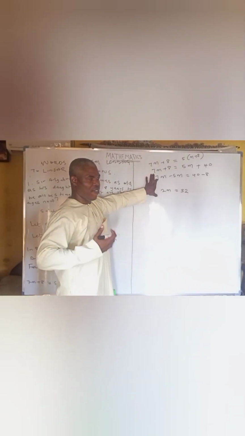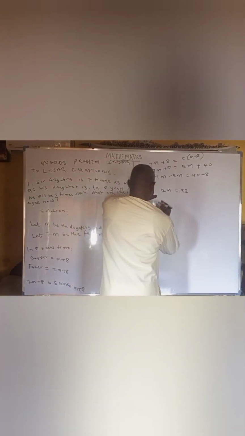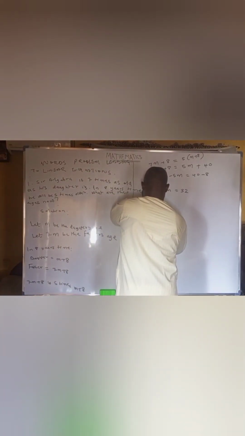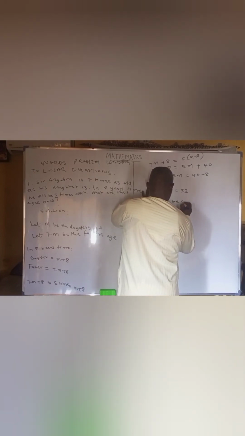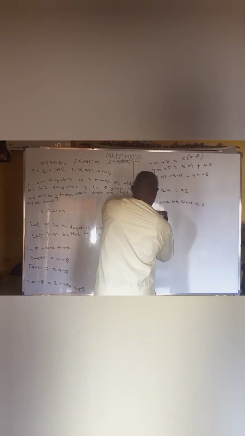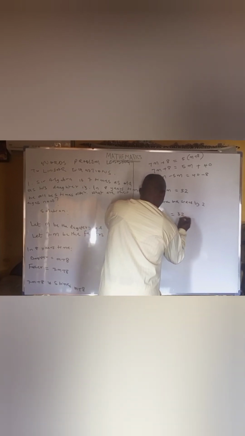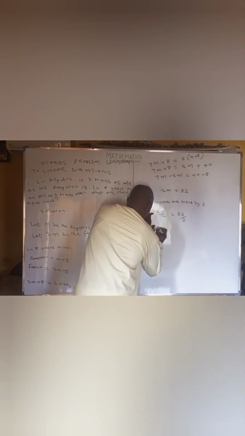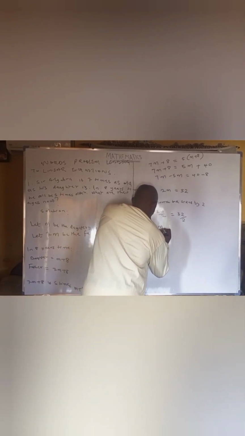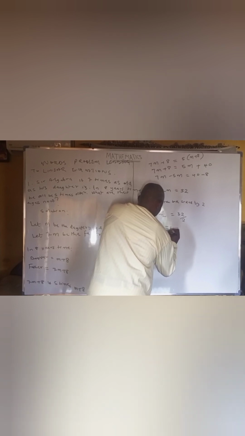Then how do we liberate m? We divide both sides by 2. So you have 2m over 2 is equal to 32 over 2. 2 cancels 2, you are left with m, and it's equal to 2 goes into 32, we have 16.